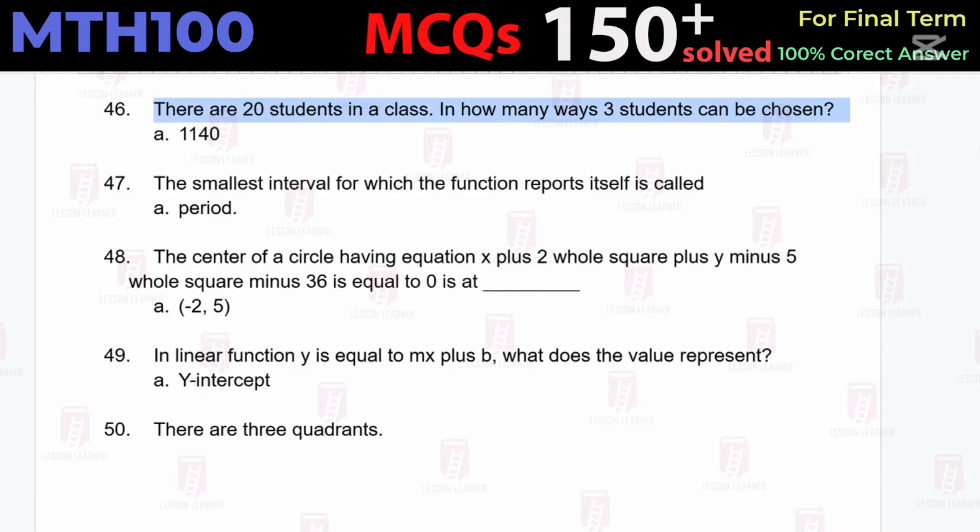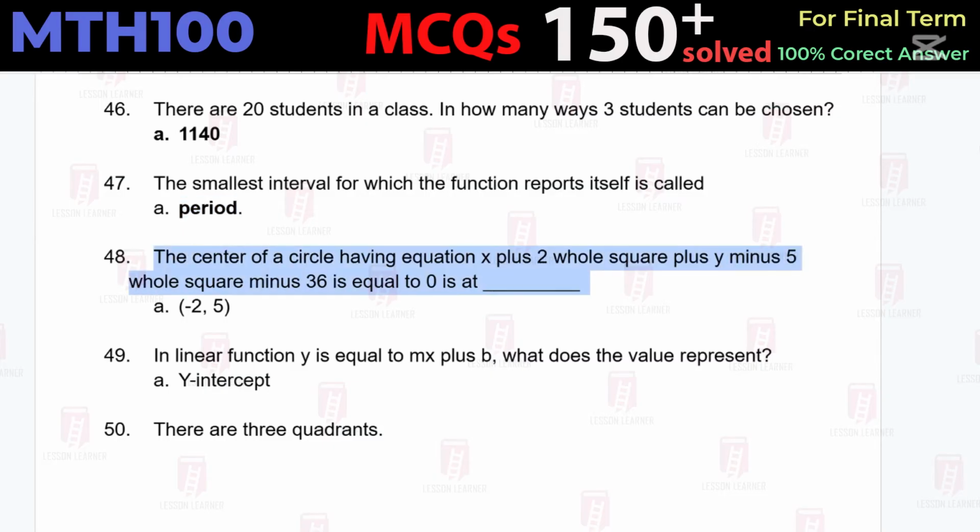There are 20 students in a class. In how many ways can 3 students be chosen? 1140 ways. The smallest interval for which the function repeats itself is called the period.